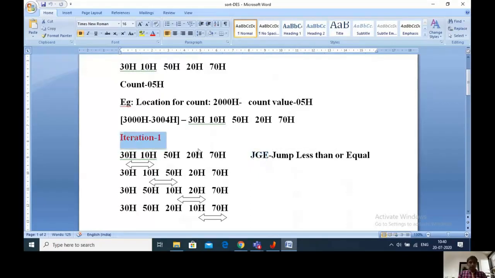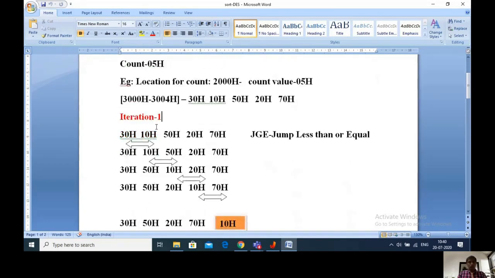Let us see the first iteration. Actually my count is 5. How many iterations are required? If count is 5, 4 iterations are required, and the maximum number of comparisons should be 4. For any sorting problem, if n is the count, then n minus 1 iterations are required and n minus 1 comparisons are required at maximum.